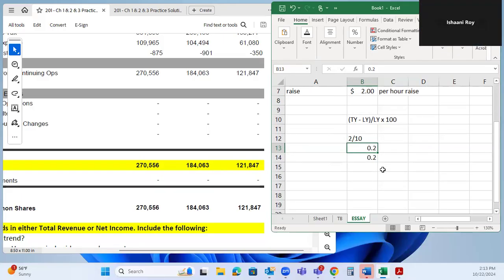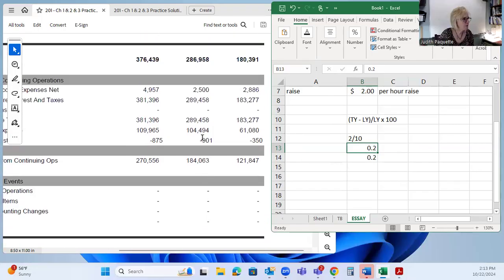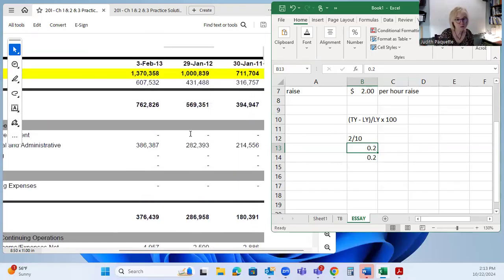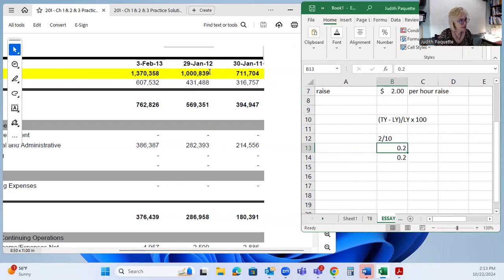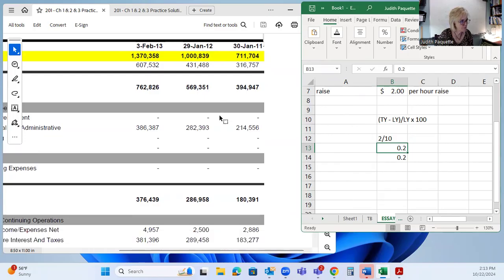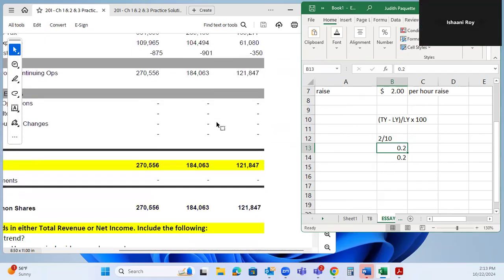Wait, which one's the last year again? That's a great question, because if you get it wrong, you'll get a backwards number. This is most recent, 1 year back, 2 years back. So I'm asking for the growth rate between 2011 and 2012. Oh, okay, I did it wrong.